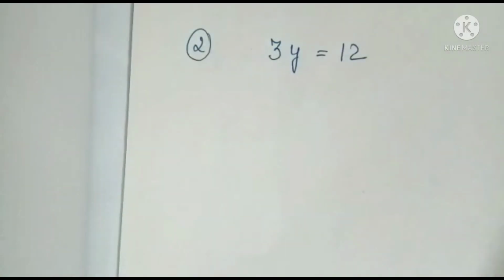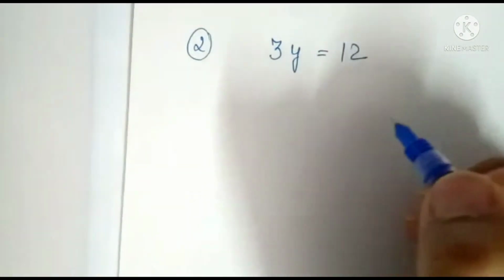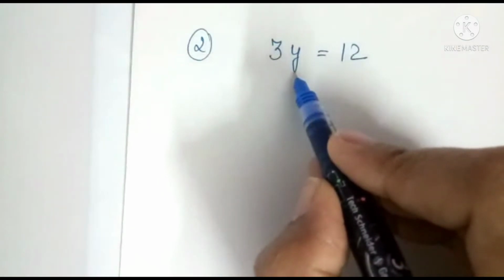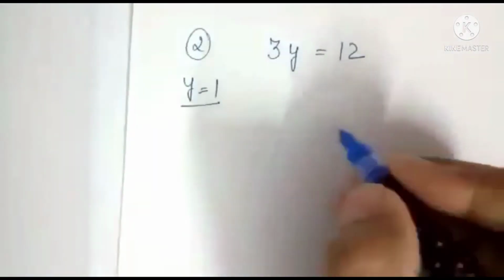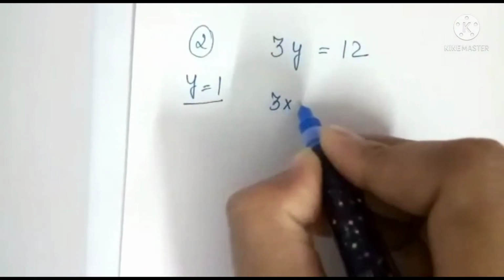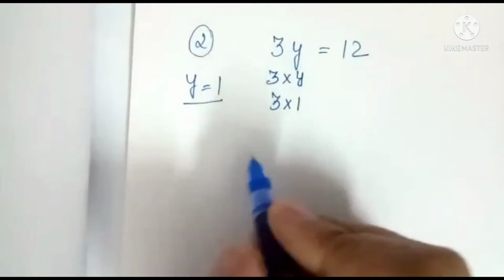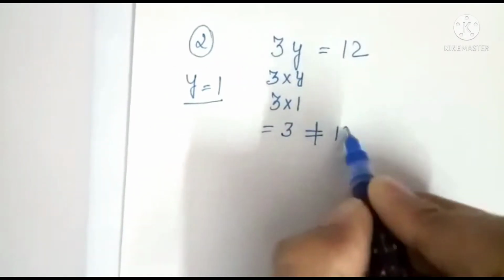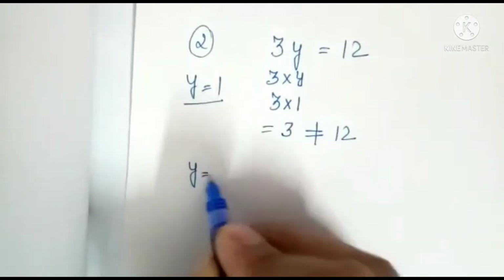Now my next equation is 3y is equal to 12. So it is an equation with variable y. Again we will substitute some values of y. So let us try first y is equal to 1. So 3 into 1, because it is an expression 3 multiply y. So 3 into 1, it is 3. It is again not equal to 12. So it means 1 is not a solution of this equation.